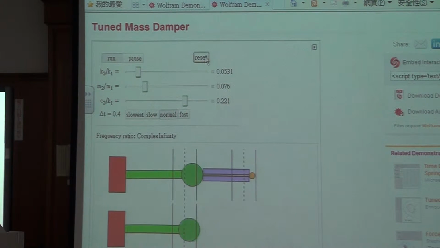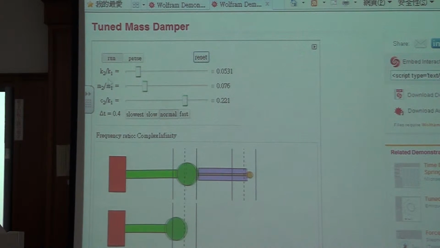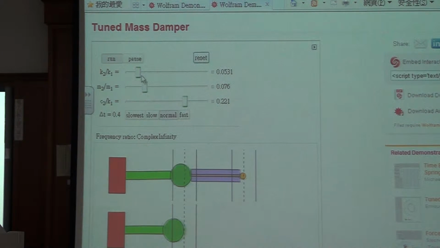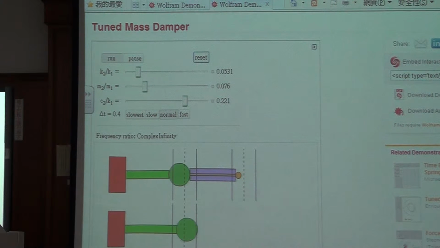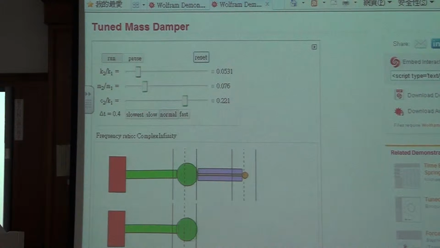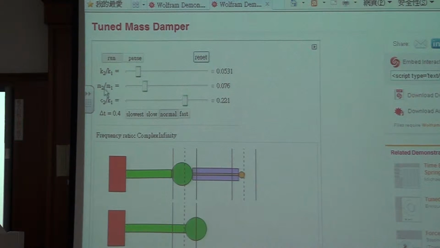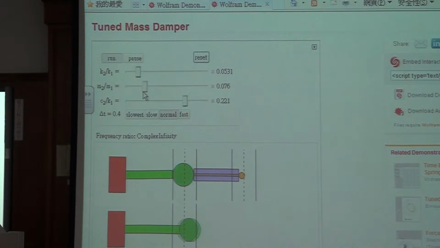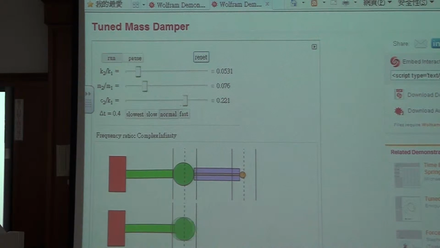So how do we tune this? In what position will the K2 divided by K1 be best for the performance? Or what is the best ratio, M2 over M1, giving you the best performance? Another one is, what is the C2 divided by K1 that will give you the best performance? These are all kinds of questions. So in this class, we'll learn how to tune it.